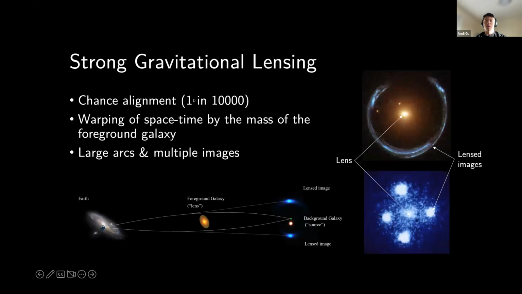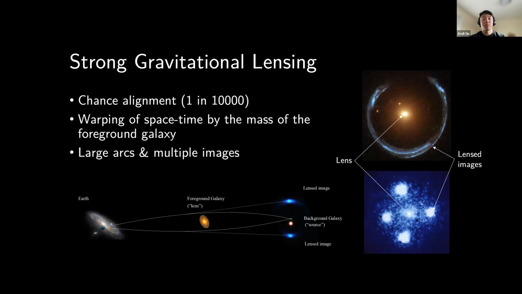Okay, so what exactly is strong gravitational lensing? It's this phenomenon that's predicted by Einstein's general relativity, where there's a chance alignment between Earth, some foreground galaxy, and some background galaxy. Only 1 in 10,000 galaxies actually turn out to be gravitational lenses. So these are very rare phenomena.